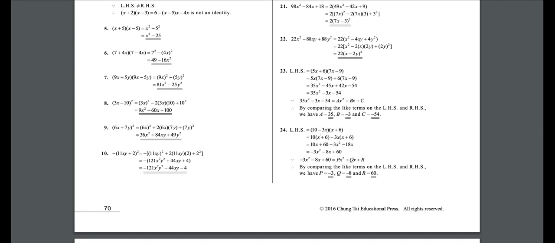And then when you're going to do the comparison, you have to check out the left-hand side and right-hand side, and then you do the comparison of the like terms. Then you can see that A will be equal to what, B equals to what, and C equals to what. And for question 24, the same applies. Once you do the expansion, then you can do the comparison directly, like this.